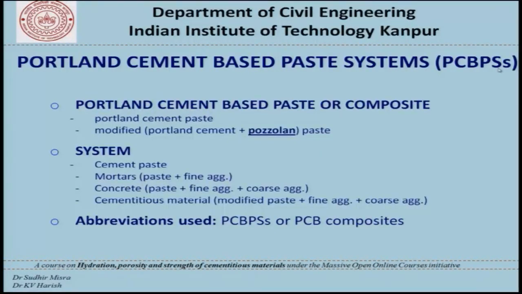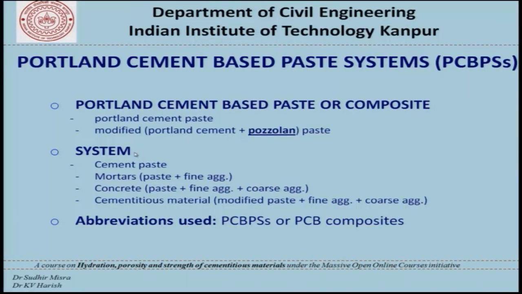So, in PCBPS, the terminology is divided into two parts. One is Portland cement based paste or composite. In that, you have a Portland cement paste. You also have a modified Portland cement paste, where the influence of pozzolan can actually change the properties of the paste. Information about pozzolans, mineral admixtures and other things will be covered from lecture 21 to lecture 30.